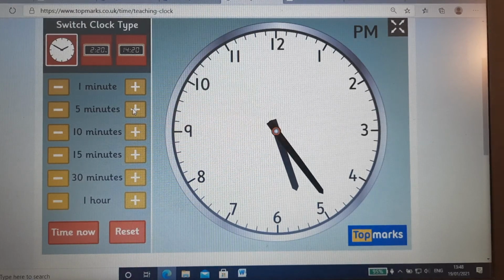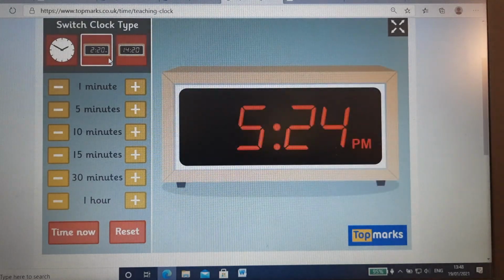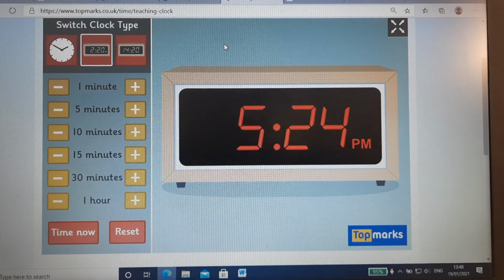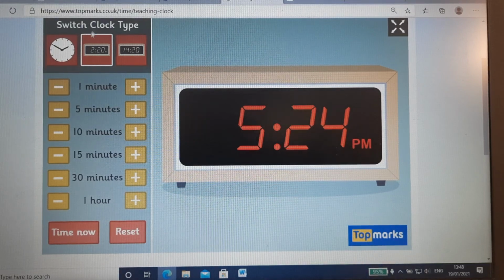What is our new time there? Please write that down and press pause whilst you do that. And what would we have as a new time? Well, let's have a look. We have got 24 minutes past 5 in the afternoon, 5:24 p.m. Both of those are different ways of saying the same time. Last one.